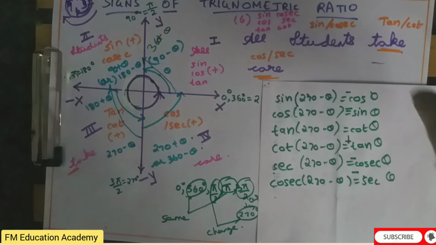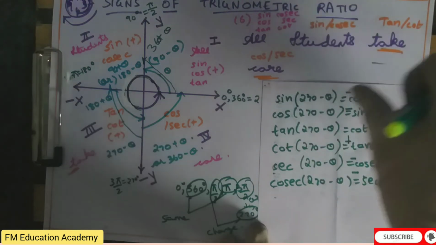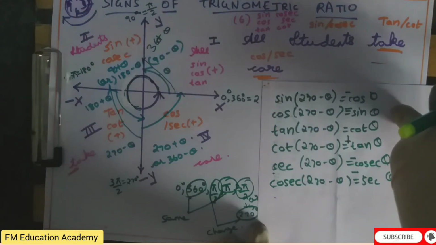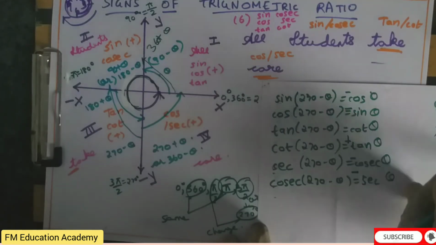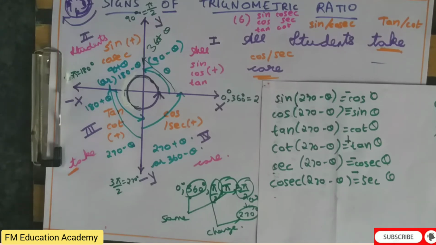So sine 270 minus theta is minus cos theta, tan 270 minus theta is cot theta, cos 270 minus theta is minus sine theta, secant 270 minus theta is minus cosecant theta, cosecant 270 minus theta is minus secant theta. Now 180 plus theta is over, 270 minus theta is over, third quadrant is over.